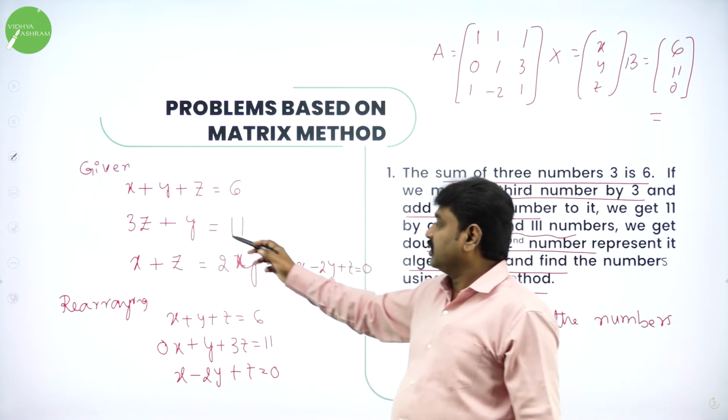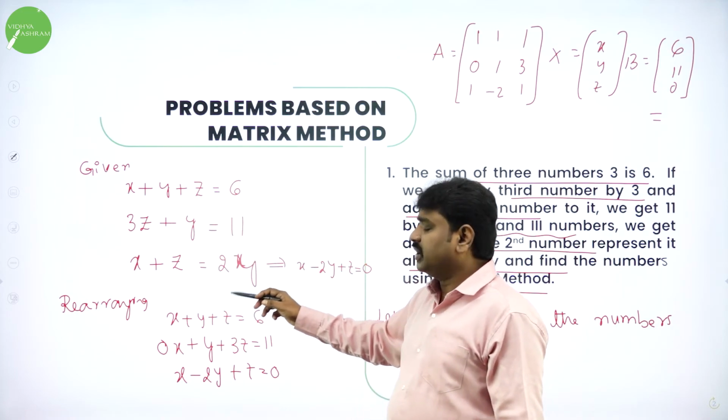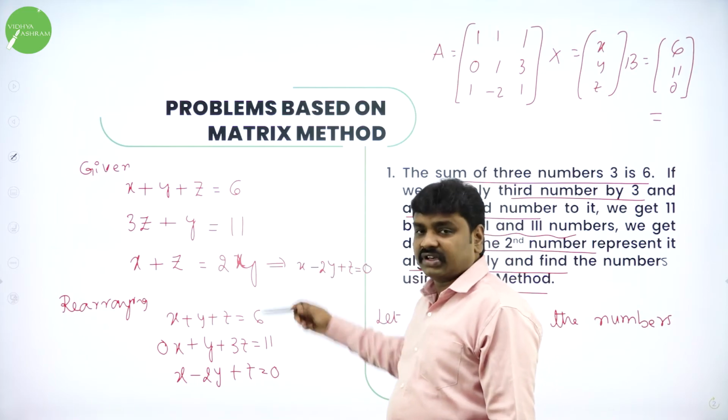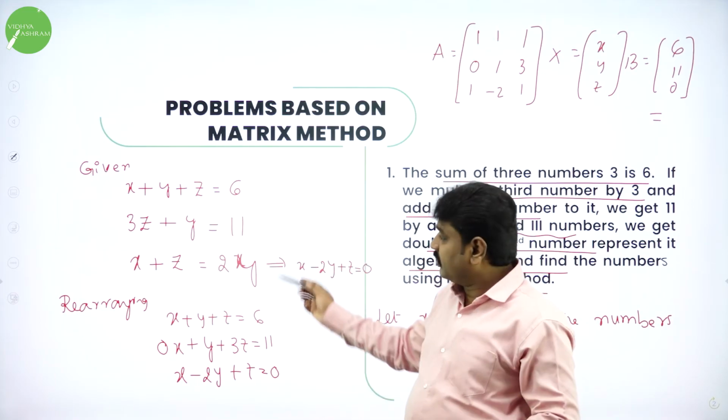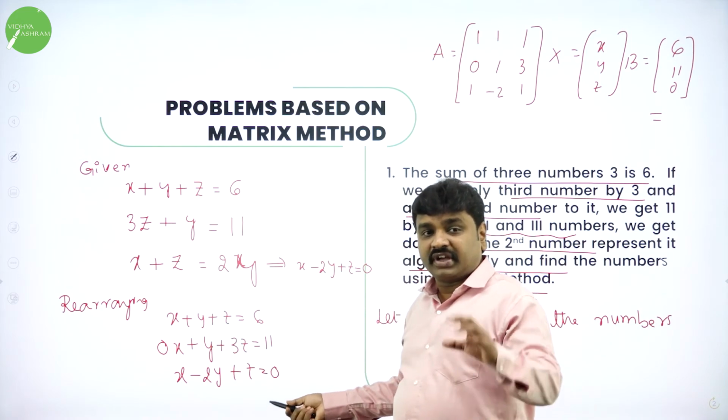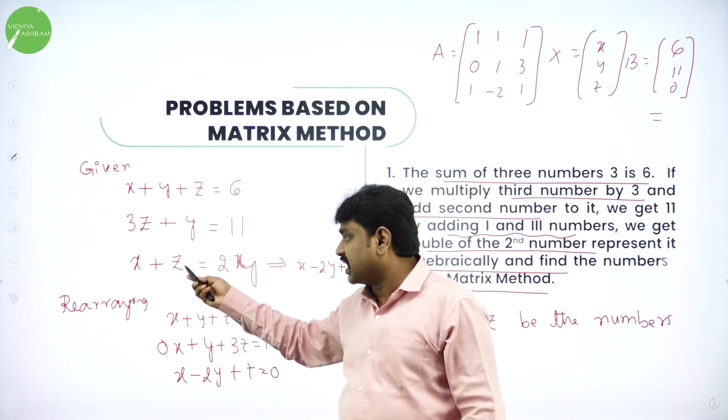Second number, that is y, gives you 11. And first number and third number, when you add, gives 2 times the second number. Like this, they gave equations. Whatever statement they give, make them into equations. After you make them equations, arrange them in the order x, y, z. If any term is not there, like x in the second equation, x is not there.